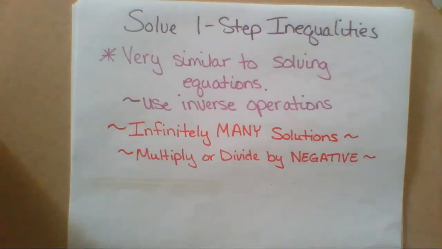Let's talk about solving one-step inequalities. Solving one-step inequalities is very similar to solving equations in that we are still going to use those inverse operations in order to help us isolate those variables on one side or the other of that inequality statement. However, big difference here is that you need to remember that inequalities have infinitely many solutions. There's also a little hiccup when we come to multiplying and dividing by negative values on both sides. So we'll get into that as well.